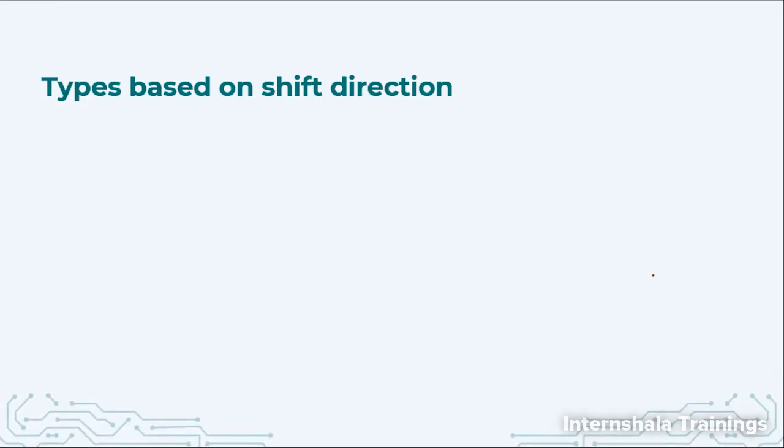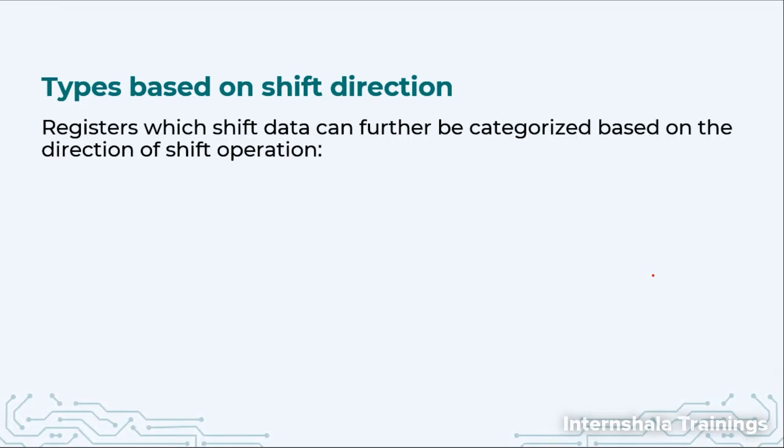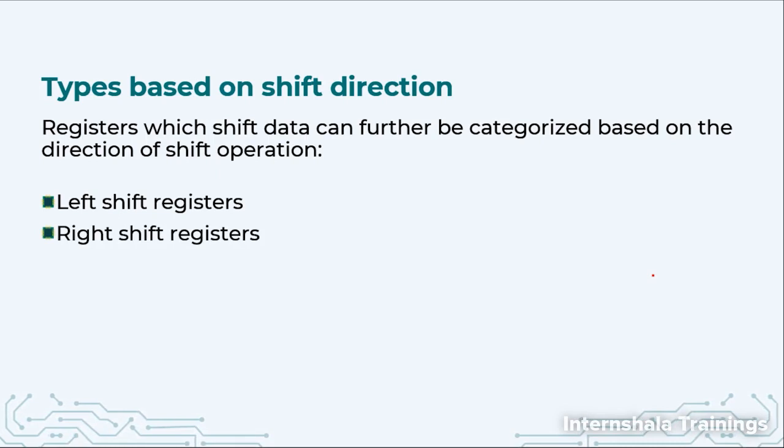Now we talked about the shift operation. In all these examples, we were shifting our data towards the right side. So the registers which shift the data can now be categorized based on the direction of shift. We have left shift registers and right shift registers. And in addition to these two, we have registers which support bidirectional shift. So these are the 3 categories based on the direction of shift.